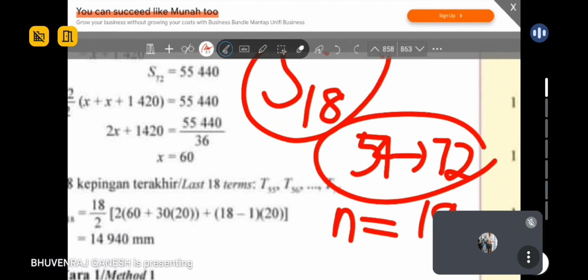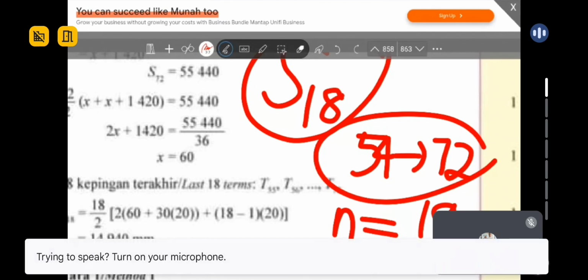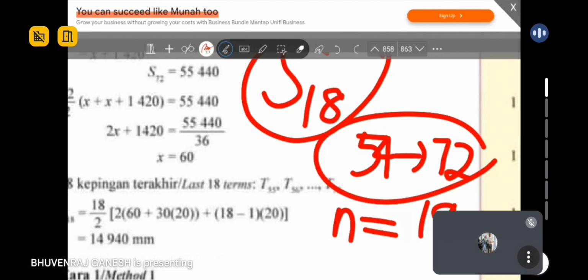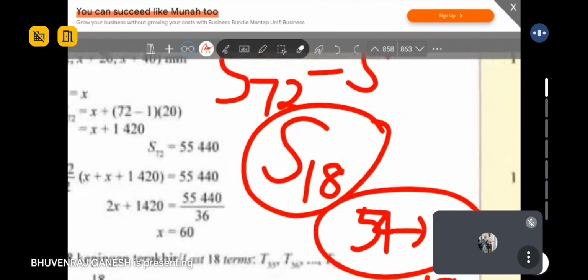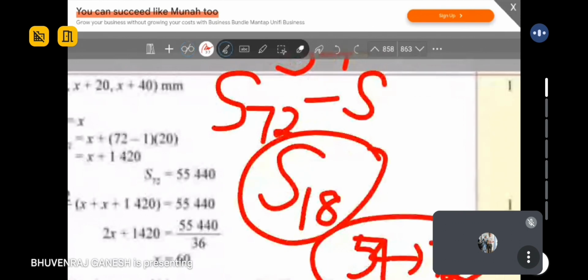Jangan ambil 72 tolak 54, kamu kata 18. Salah. Kena tambah 1 pada jawapan selalunya. Kamu boleh kira guna jari. Use your fingers to count, you will get 19. Trust me. Okay, so that means you should actually find what, guys? You should find until S55. Am I right?